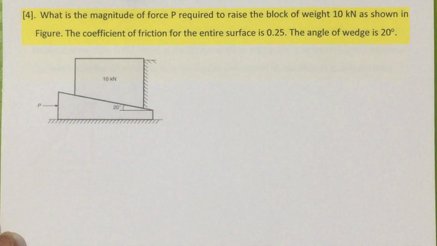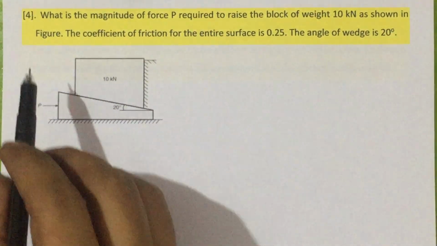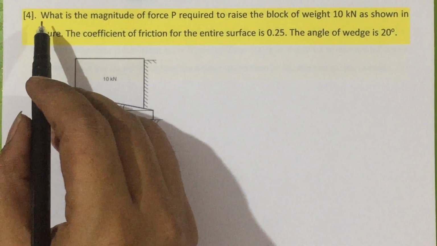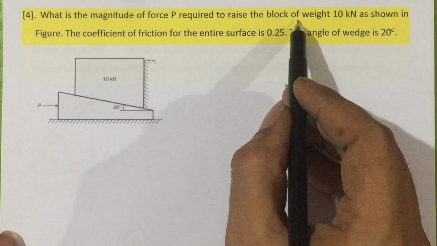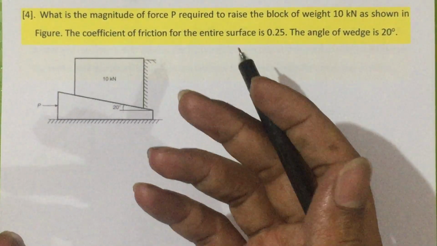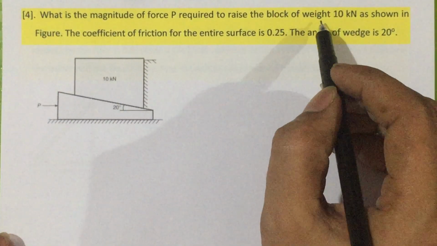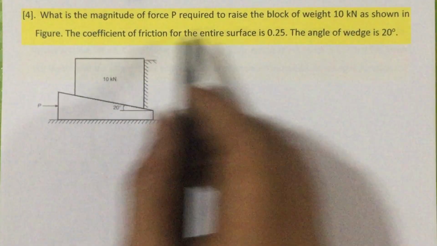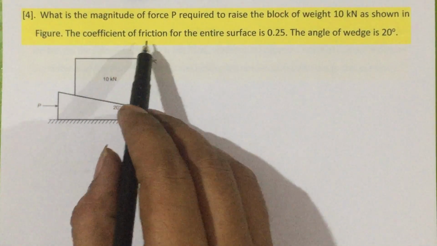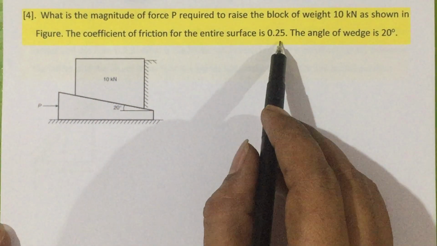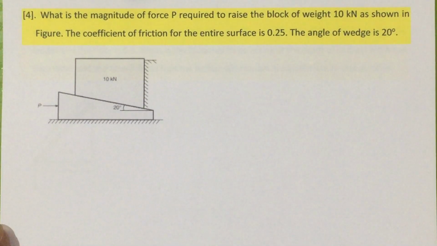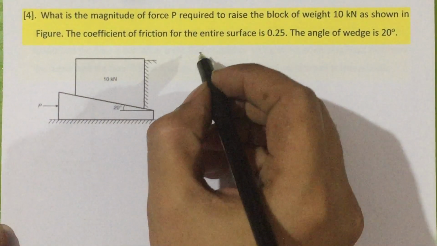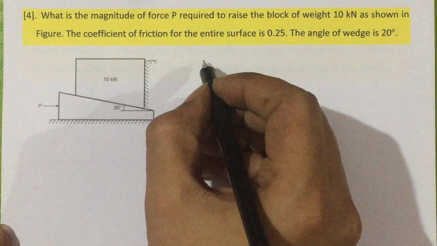Hi. The second problem in wedge friction is: what is the magnitude of the force P required to raise the block, that is, move the block upwards, of weight 10 kilonewton as shown in the figure. The coefficient of friction for the entire surface is 0.25. The angle of wedge is 20 degree. Here we need to find the force P value.